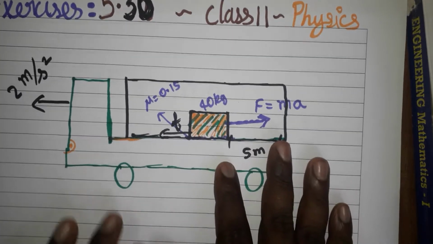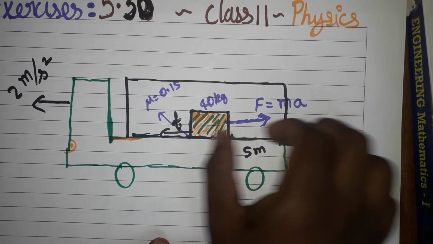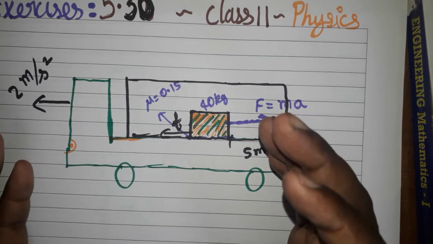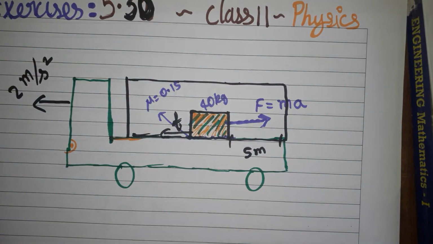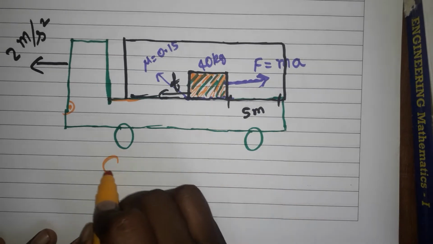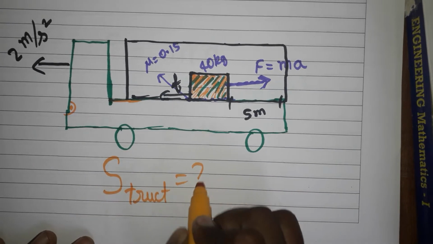One block is placed on the truck. The block is moving this side, and the truck is moving this side. They asked what is the displacement of the truck. That's the question. Finally we have to find the total displacement of the truck. That's your objective.